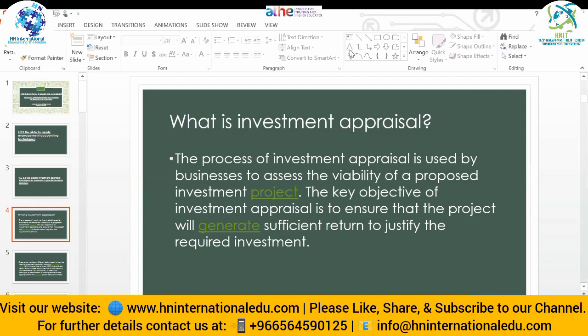The process of investment appraisal is used by businesses to assess the viability of a proposed investment project. That is, whatever project we have proposed in the company, in the organization, to our heads, to our project management lead, we have to tell what the investment budget is going to be according to it. The key objective of the investment appraisal is to ensure that the project will generate sufficient return to justify the required investment. That is known as the net present value as well, which we have discussed earlier in various subjects as well as in this course. In the net present value, we find the value of the project, whether it's going to be a better project for us or not, will it give more return or not.